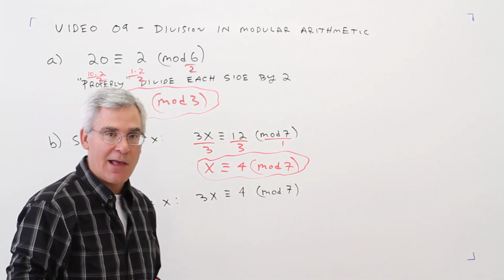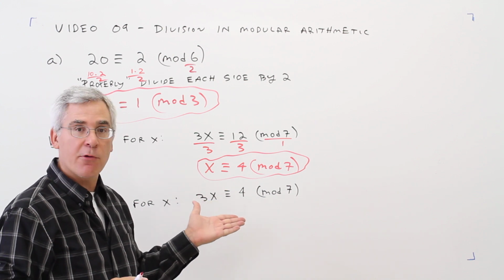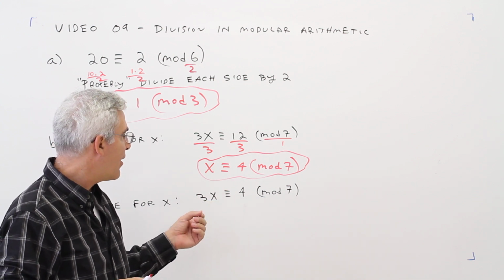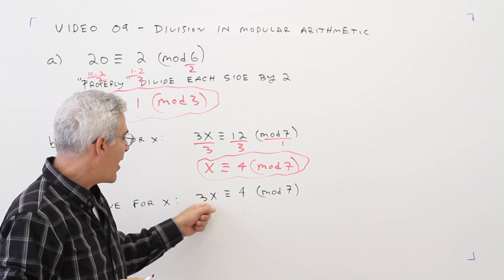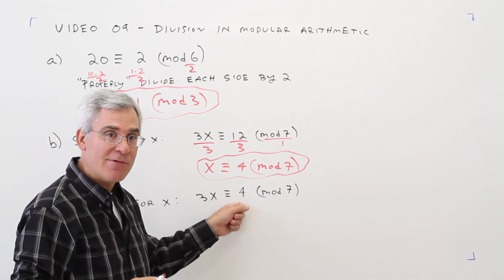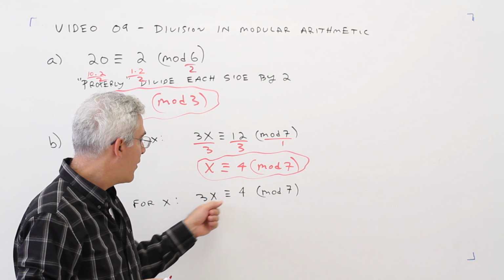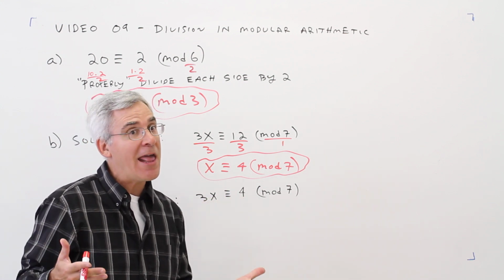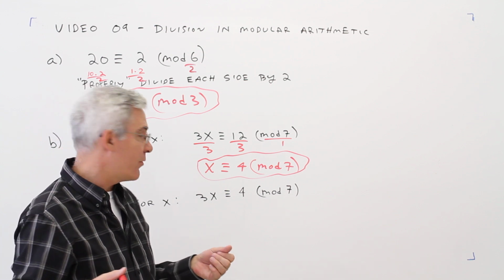Okay, final example. 3x is congruent to 4 mod 7. All right, first off, I've got a factor of 3 here. I do not have a factor of 3 here. So I can't divide by 3 and get 4/3. That's not an integer. In number theory, it's all about integers.